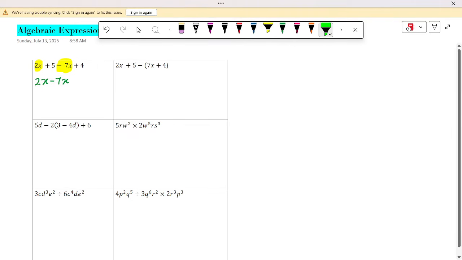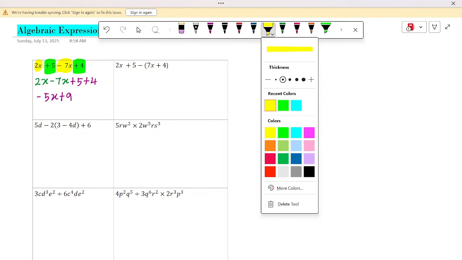Next step, we will be collecting the next terms, which are 5 and 4. So plus 5 plus 4, which will give you the answer. 2 minus 7 will be negative 5. 5 plus 4 will be 9. That's all. This is your final answer.